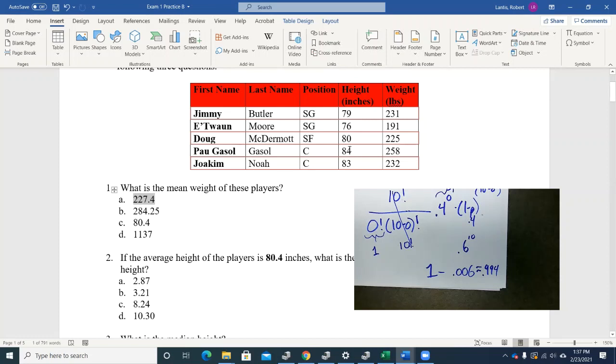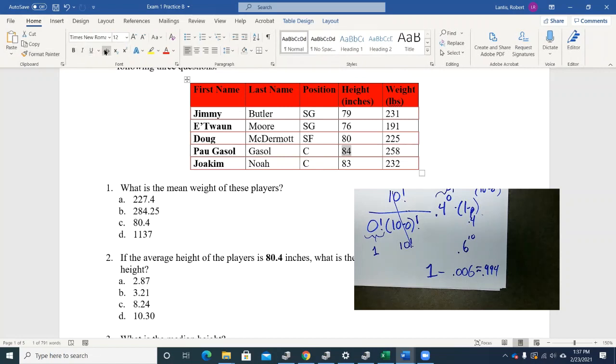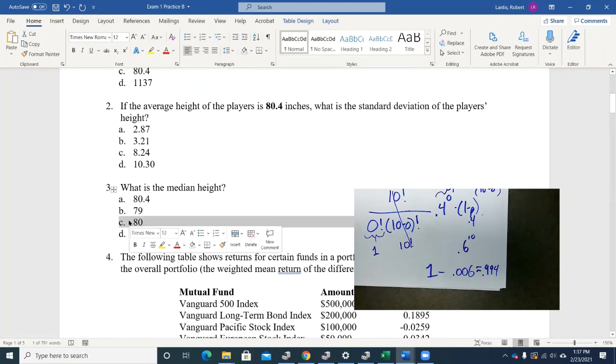But once I had them arranged, then what did I start doing? I crossed off the highest and the lowest, then the next highest, next lowest. So here, the highest value is 84, so we cross that off. Lowest value is 76. Highest value is 83. Next lowest value is 79. And I'm left with one value, which is 80, and that would be my median.